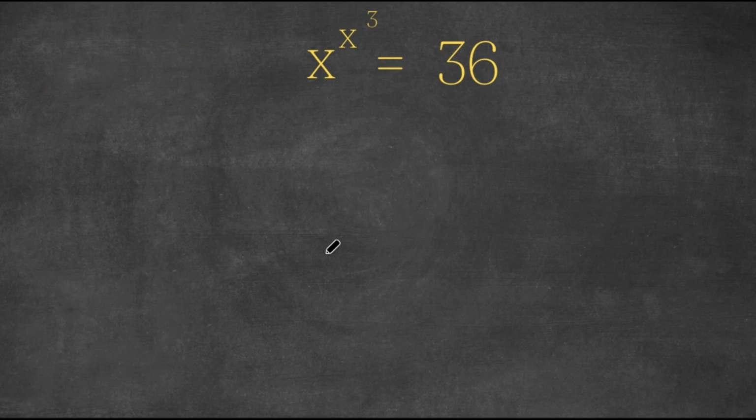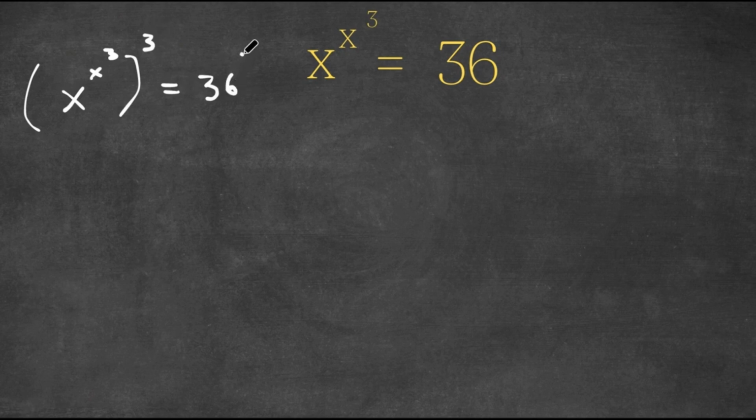In today's video, I'm going to be teaching you guys how to solve this exponential equation. So we have x to the power of x to the power of 3 is equal to 36. Now I'm first going to take the power of 3 on both sides. So now we have x to the power of x to the power of 3, to the power of 3. And now this is equal to 36 to the power of 3.